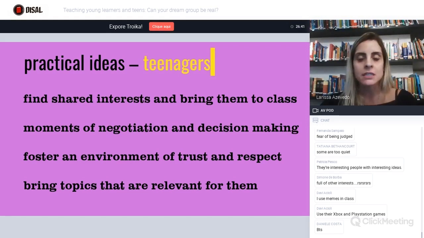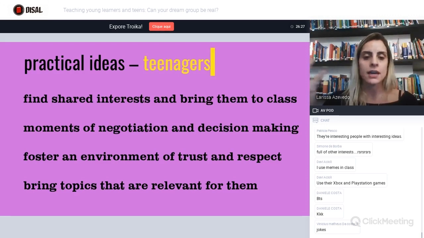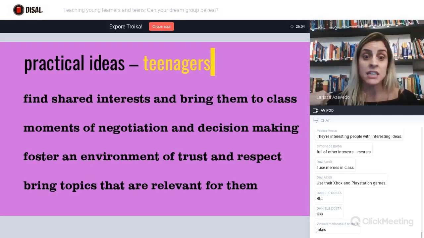If you promote moments of negotiation and decision-making in the lessons, it also makes a difference. Why? We know that they are learning how to make decisions. Their brains are learning. They are developing this. And also we know that they want to be respected as individuals. They are seeking this respect. So when we offer them the opportunity to decide or to choose, we're actually helping them in both ways. We are helping them to practice the ability of deciding, and we are bringing them as active participants to their own learning processes. So if they decide, they feel respected, they feel considered.